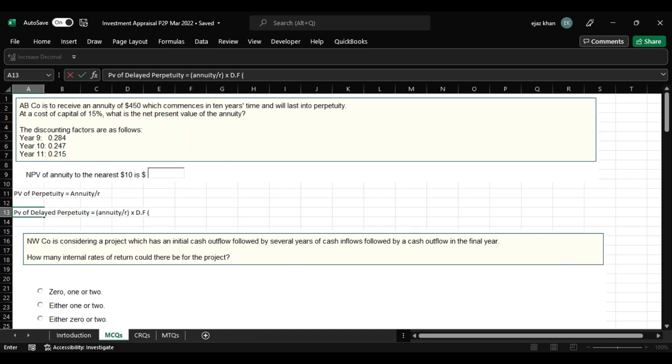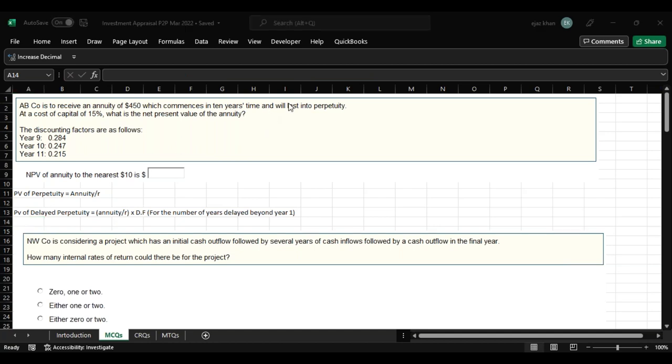The discount factor here should be for the number of years delayed beyond year one. What does that mean? We have to pick up a discount factor, but which year's discount factor should be used? It will be decided by how much delay is there in receiving the first payment.